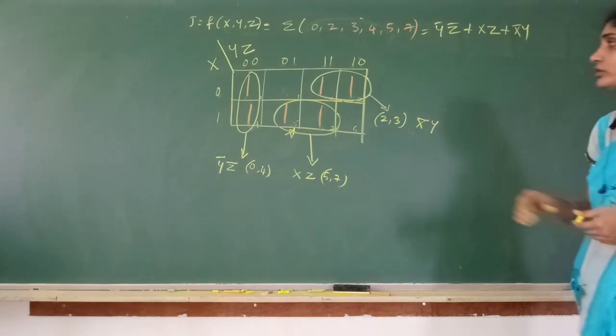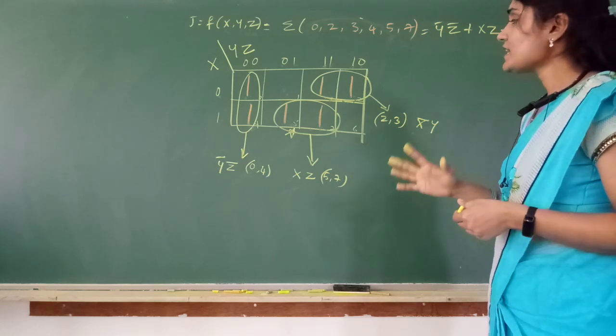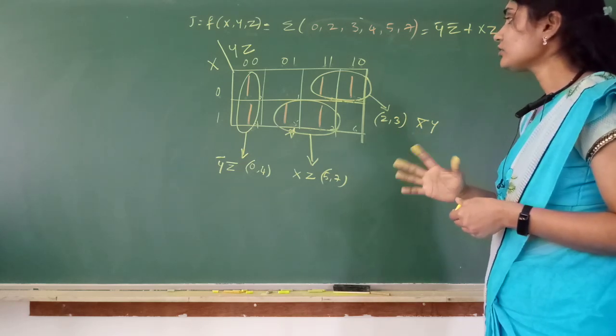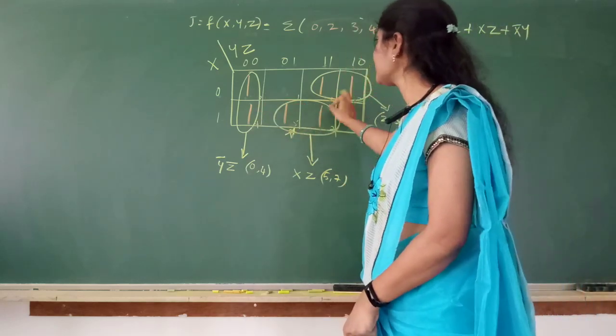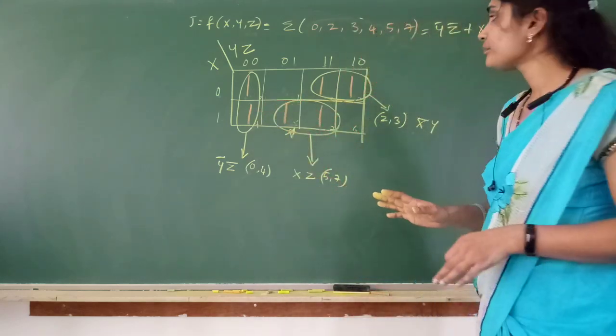Now just look at your K map. Is there any other mean term that has not been covered? No, we have covered all the mean terms: 0, 4, 7, 5, 2, 3. All the mean terms we have covered.